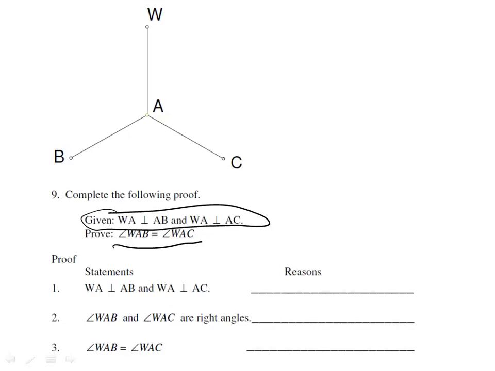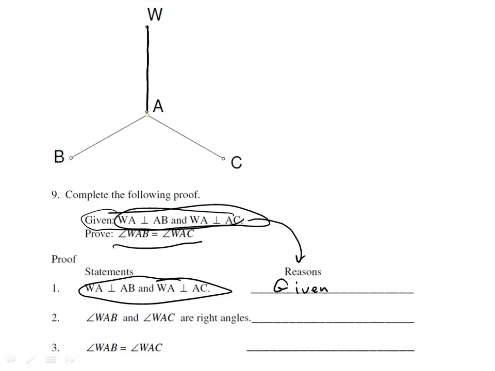Now, fortunately here, we're not providing the entire proof. We are just providing the reasons for these three statements. And the first one is a breeze. It's given. Alright? That was given to us, so we just have to write given. Notice how this is the same thing as this.